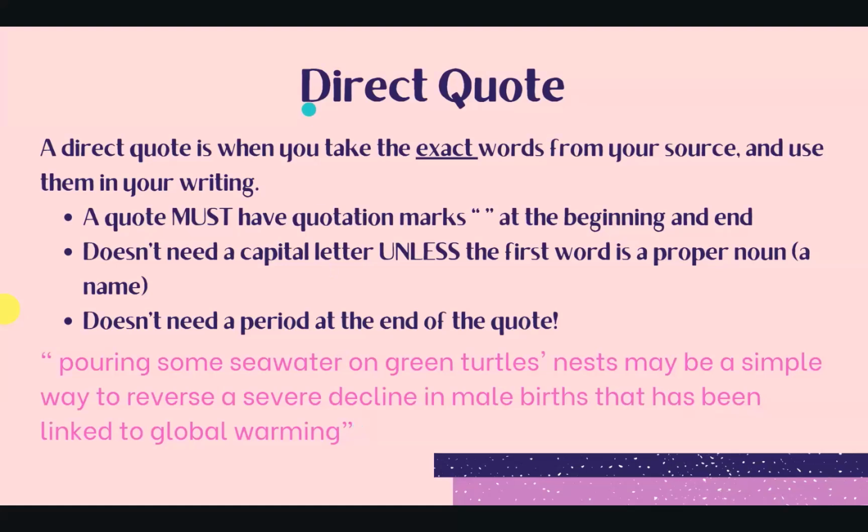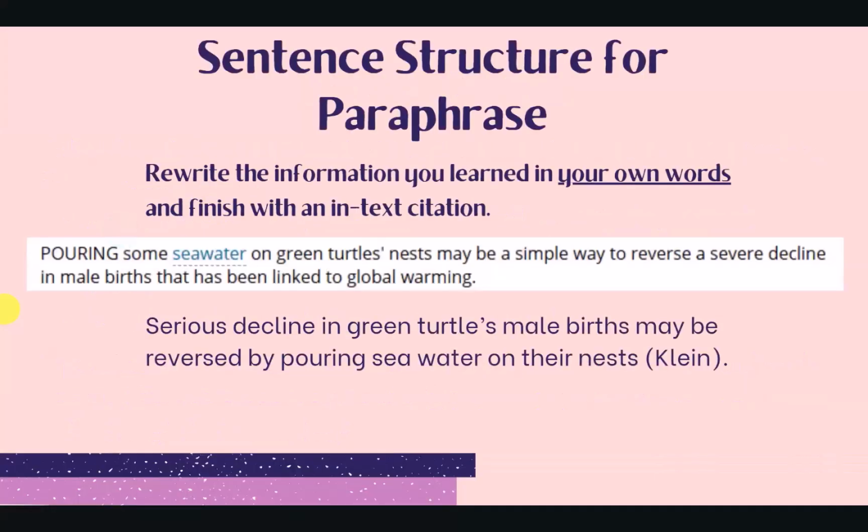So again, I have quotation marks at the beginning and at the end. I don't have a capital letter because pouring is not somebody's name, so I don't need a capital letter. And I don't have a period right here before my closing quotes. Okay? Those are the things that you need. So that's my direct quote.